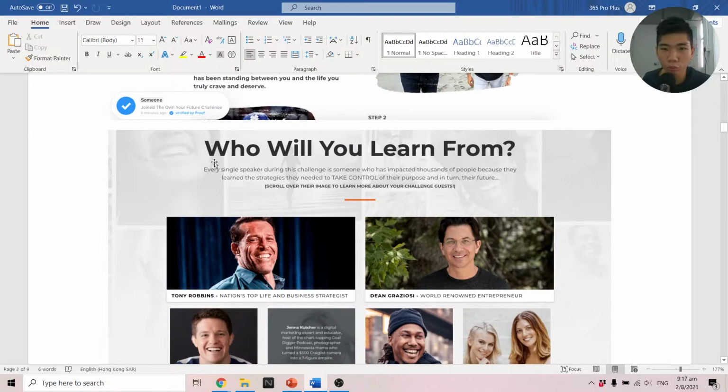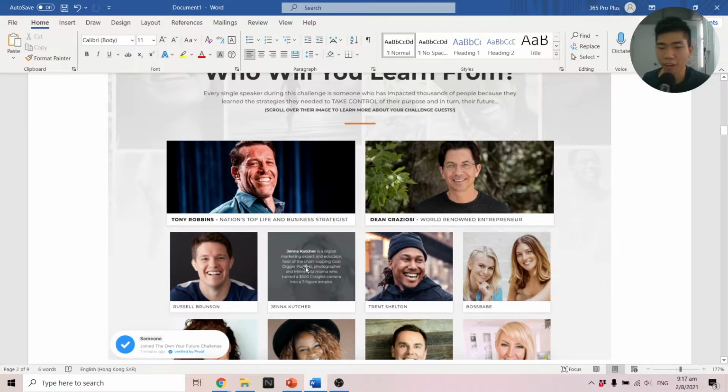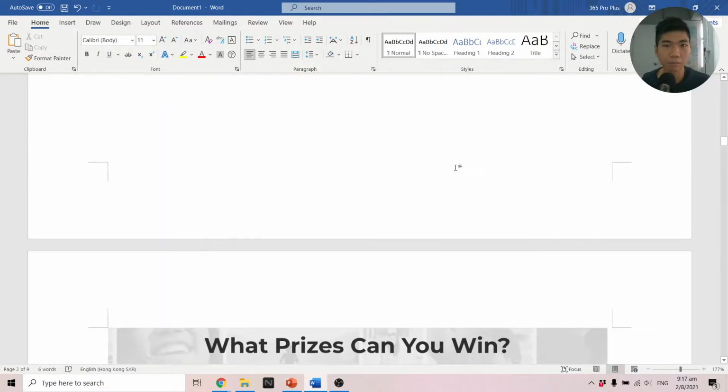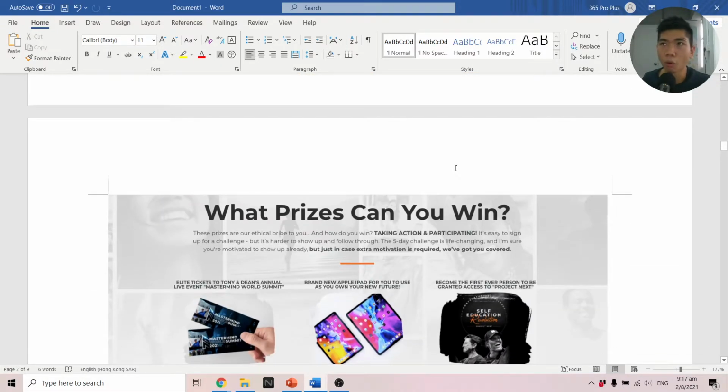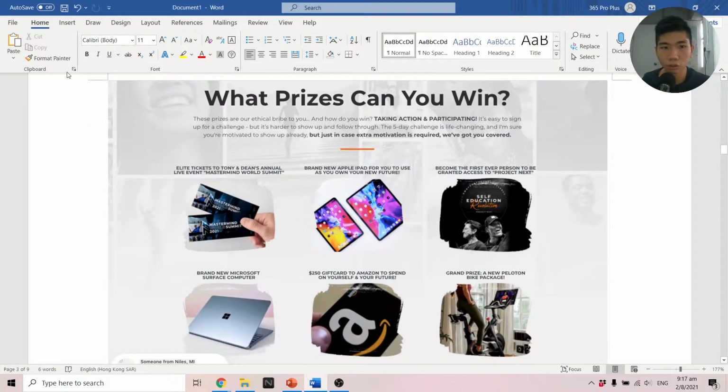Okay, who you will learn from, which is the rapport, which is to introduce the founder or the speaker of this challenge. Again, it sets up the expectation. The more transparent you are, the more likely people will trust you. Make sense? Also the prizes, what prizes you will win.